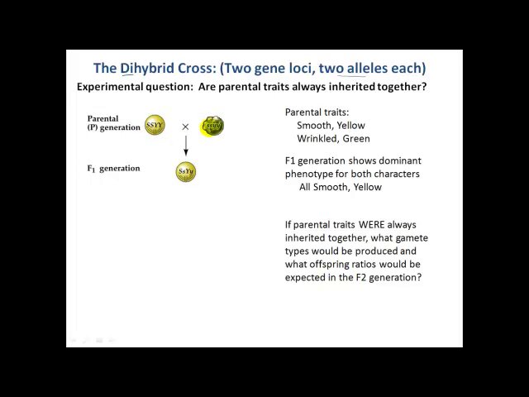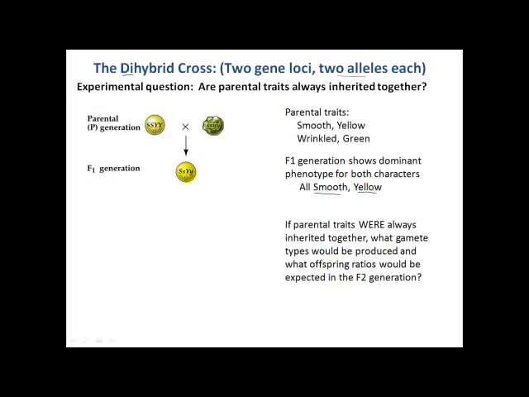crossing these two true breeding parental strains, his F1 generation looked like this. It was 100% smooth and yellow, which provides us actually important insight into the way that these traits, yellow and green, smooth and wrinkled, interact with one another and the dominance relationship between them.